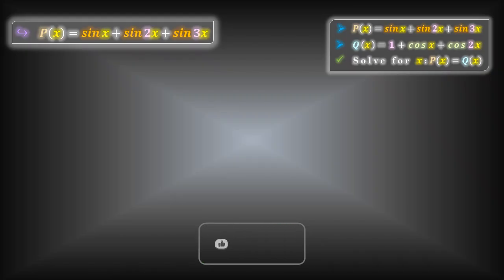Let us start with the expression p of x, which is equal to sine of x plus sine of 2 times x plus sine of 3 times x. By considering the two terms sine of x and sine of 3 times x, we can apply the trigonometric identity: sine of alpha plus sine of beta is equal to 2 times sine of (alpha plus beta) divided by 2, multiplied by cosine of (alpha minus beta) divided by 2. Thus, the expression p of x can be written as sine of 2 times x plus 2 times sine of (3 times x plus x) divided by 2 multiplied by cosine of (3 times x minus x) divided by 2.